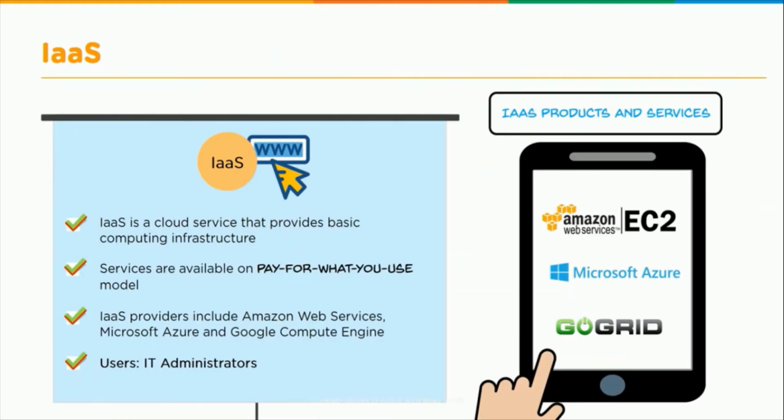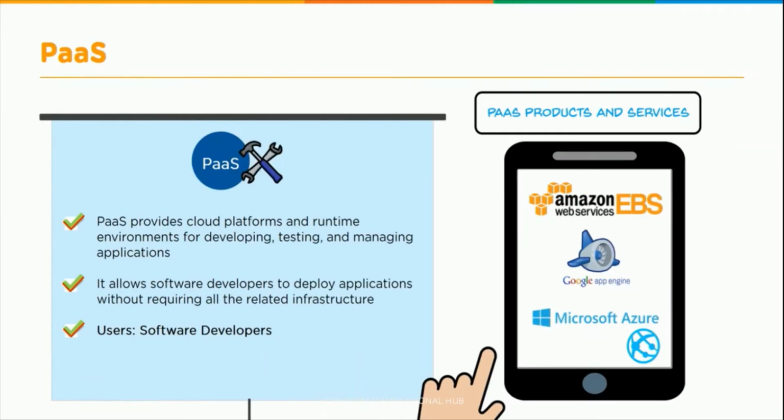Alright, let's talk about IaaS in a bit more detail. So IaaS gives basic computing infra. It's based on a pay for what you use model, and some of the big players among cloud providers are AWS, Azure, and Google. Here the users generally will be the IT admins.